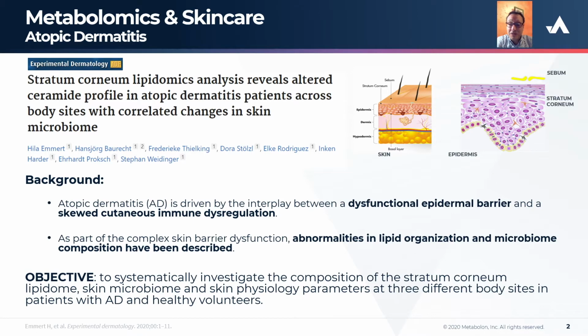Now, what is the background to this study? Atopic dermatitis is driven by the interplay between a dysfunctional epidermal barrier and a skewed cutaneous immune dysregulation. As part of the complex skin barrier dysfunction, abnormalities in lipid organization and microbiome composition have already been described. The objective of this study was to systematically investigate the composition of the stratum corneum lipidome, skin microbiome, and skin physiology parameters at 3 different body sites in patients with atopic dermatitis compared to healthy volunteers.